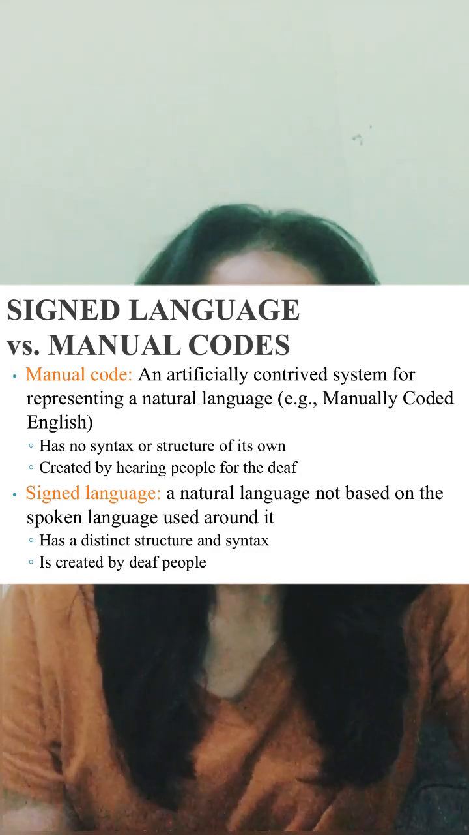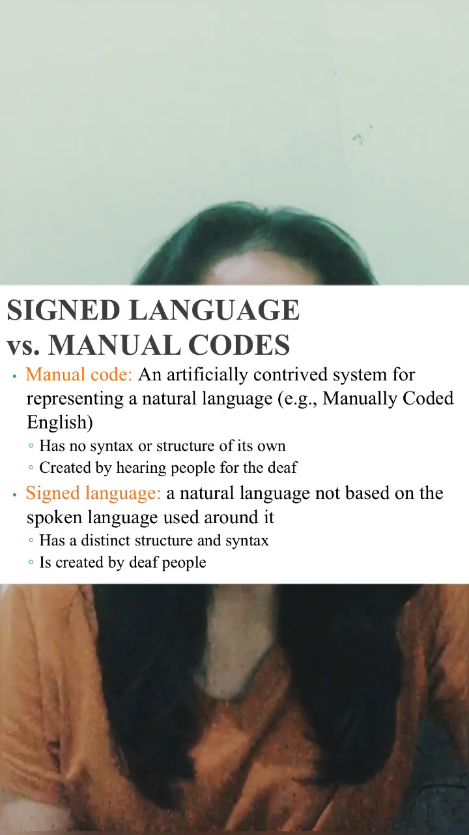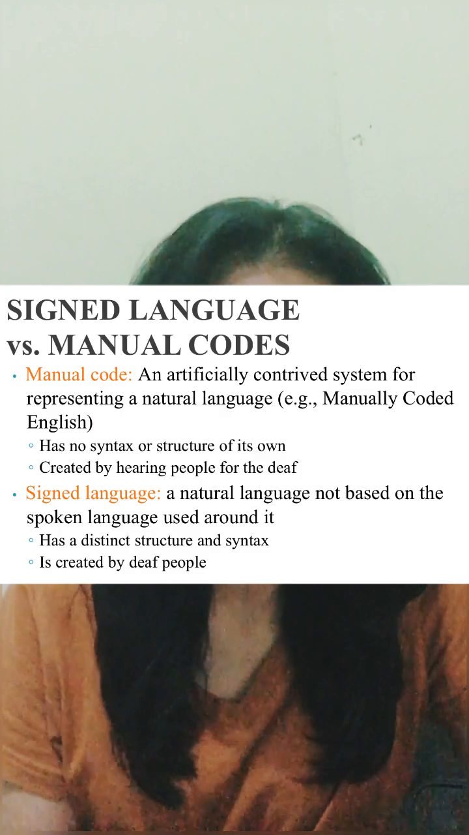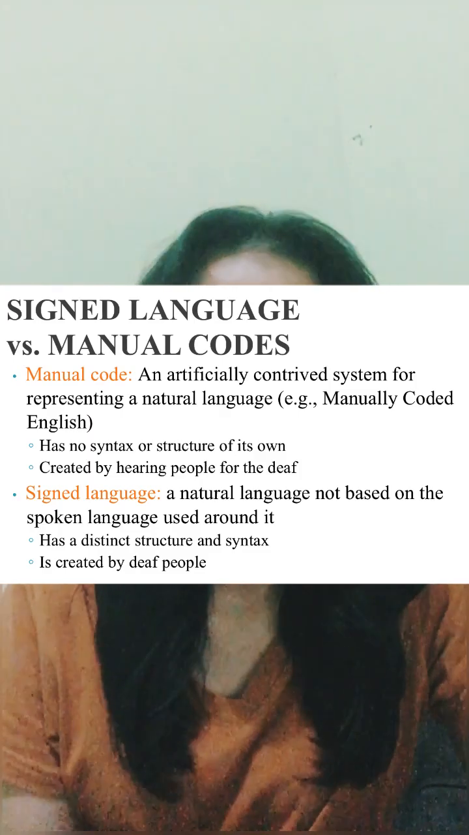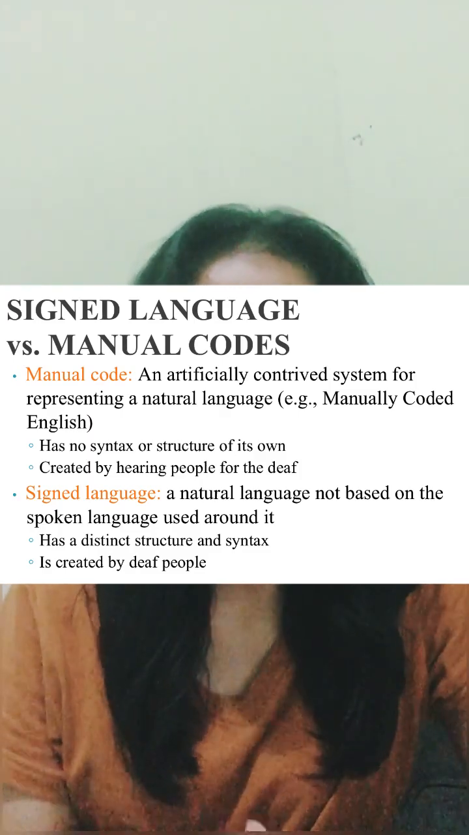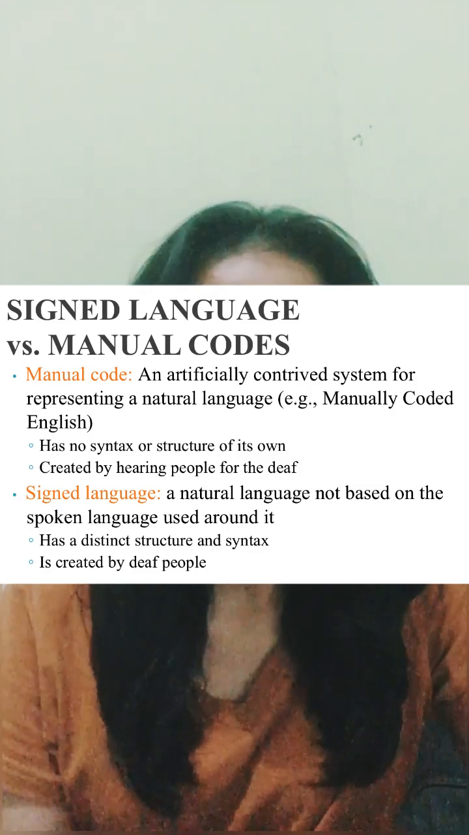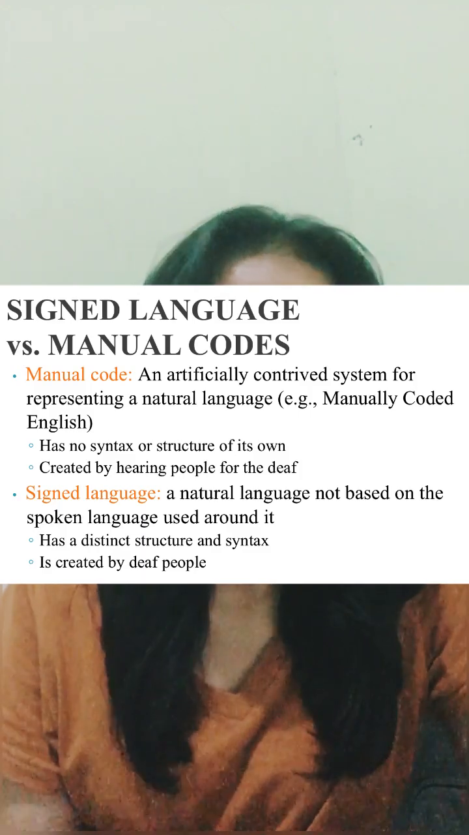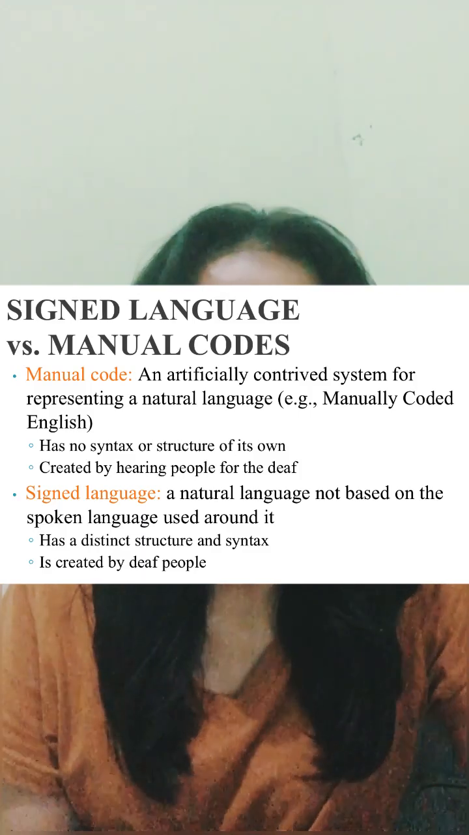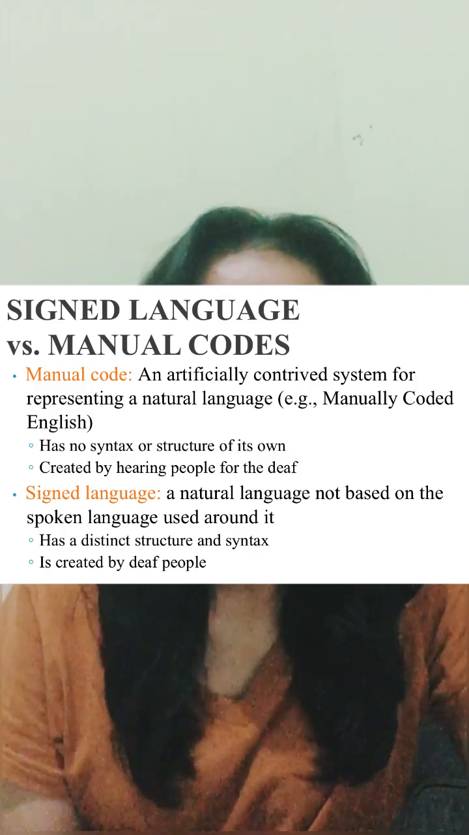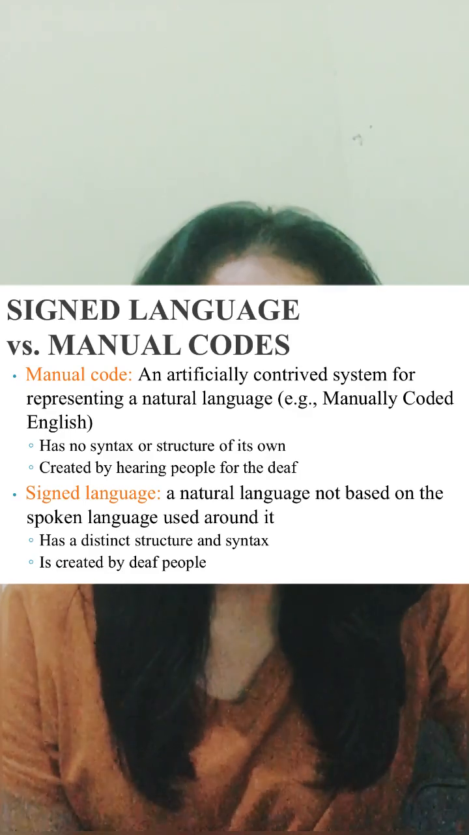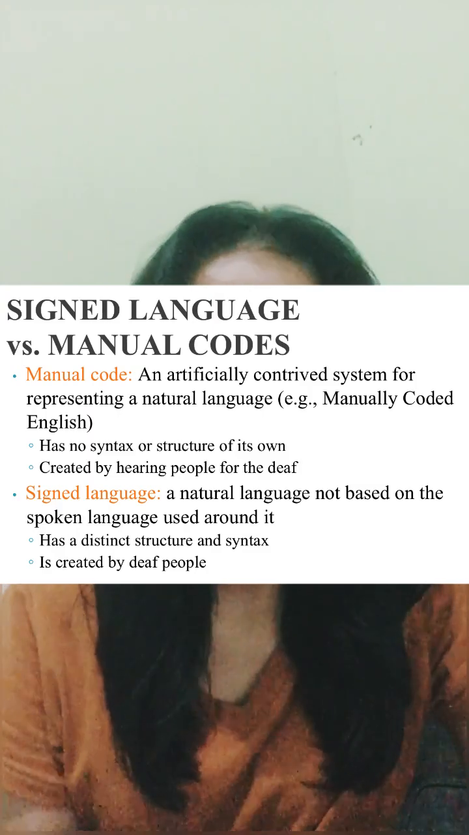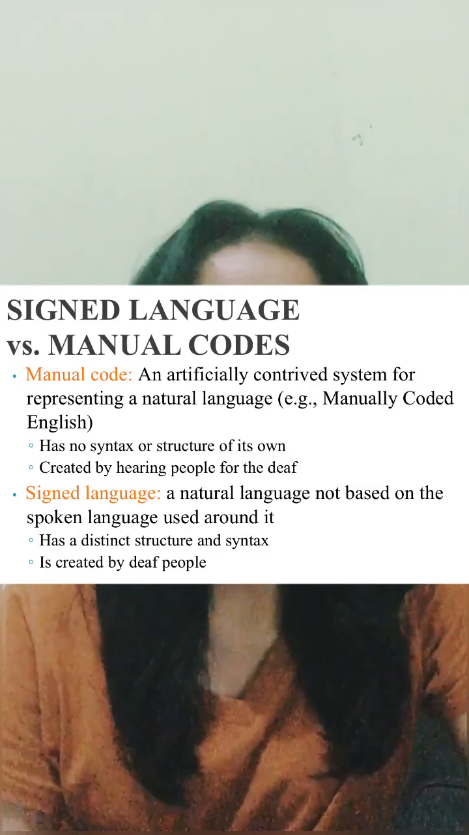For example, manually coded English has no syntax or structure of its own. It is created by hearing people for the deaf. Sign language, by contrast, is a natural language not based on the spoken language used around it. So it has a distinct structure and syntax and is created by deaf people.